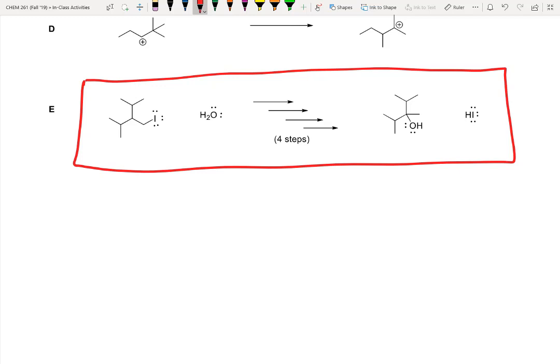And what do the 4 arrows mean? It might take 4 or more steps. So in this case, it's going to be more than 1 step. See if you can figure out how to get from the starting materials to the products using proper arrow pushing. It may involve a variety of different arrow pushing techniques.